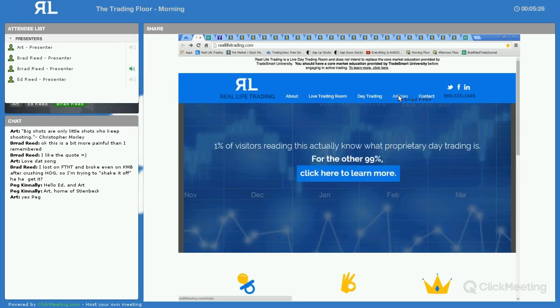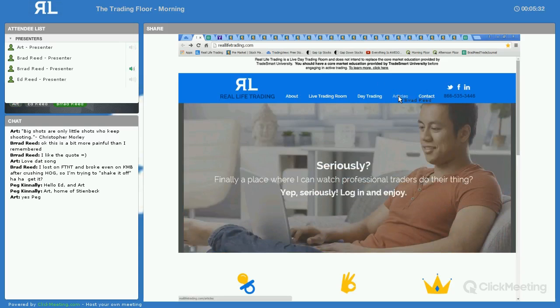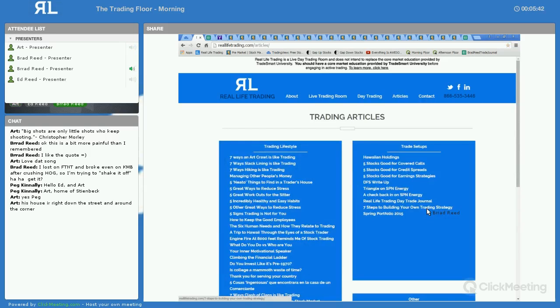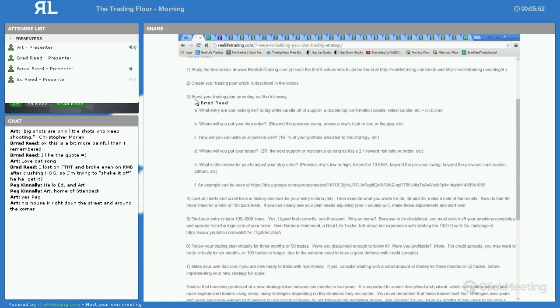One article that I've recently written, I know I talk about this a lot, but I wrote it because it would answer about 100 emails that I've received over the last 3 or 4 months. If you click on where it says articles, there is an article that says 7 steps to building your own trading strategy. In that, number 1 is watch the free videos. Number 2 is create your trading plan as it says in the videos. And then I want to talk about 3 and 4.